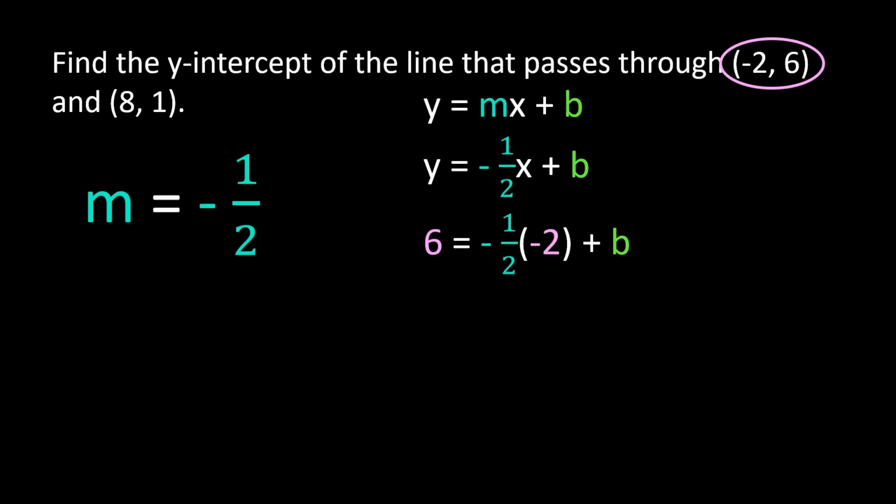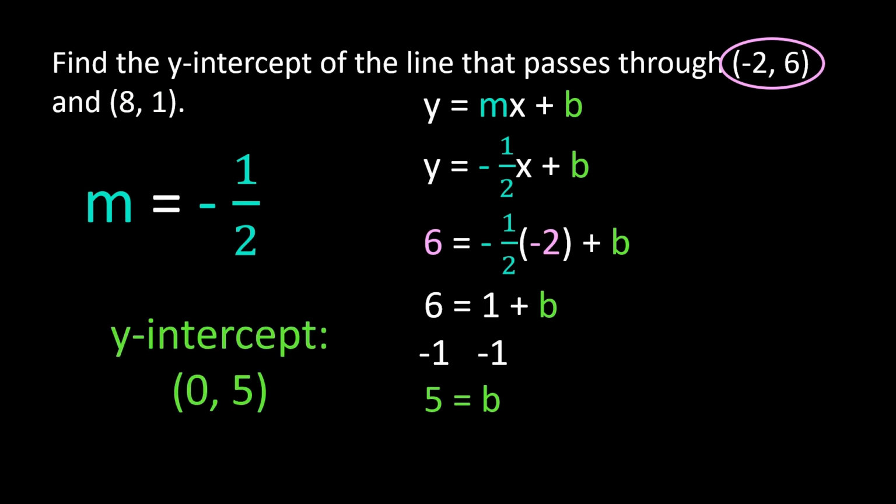-2 plus b. And I can simplify this equation. I'll have 6 equals -1/2 times -2, which is 1, plus b. And now I can solve it like an equation by subtracting 1 from each side. So I'll get 5 equals b. So 5 is my y-intercept. And if I want to write it as an ordered pair, I'll have 0, 5.